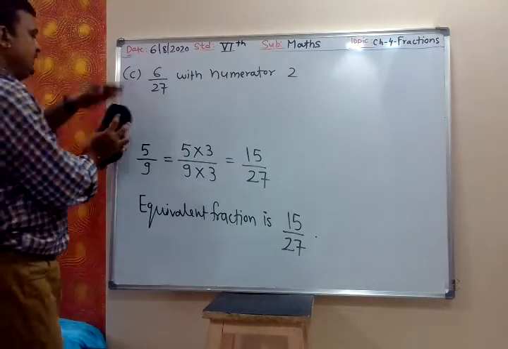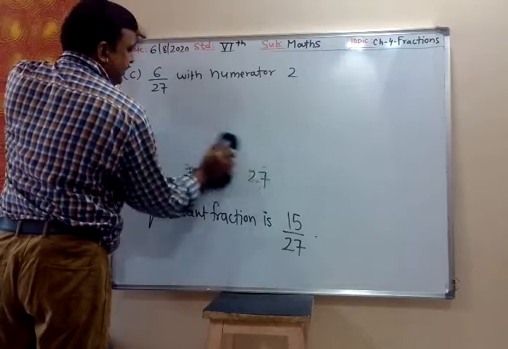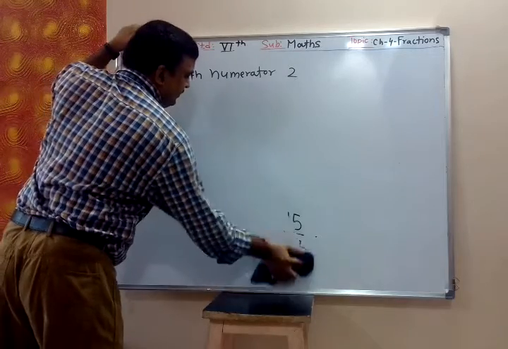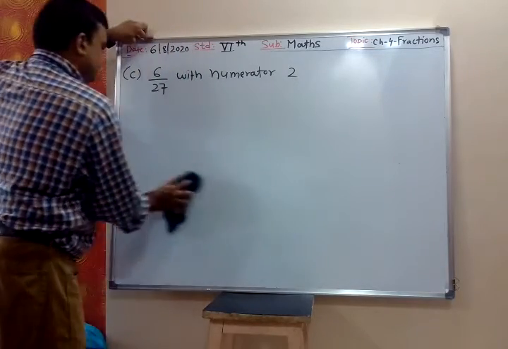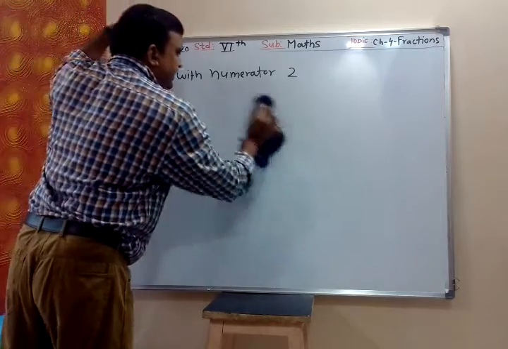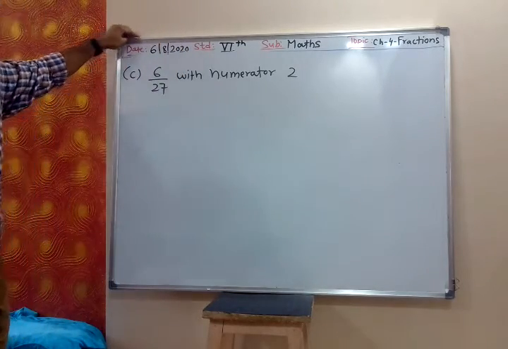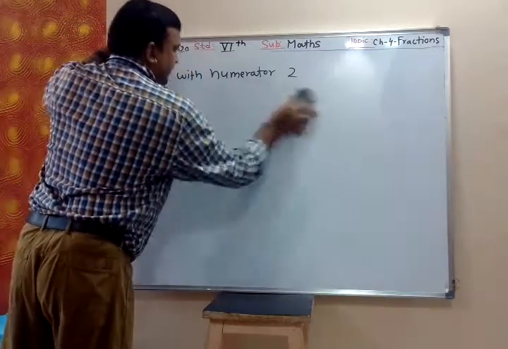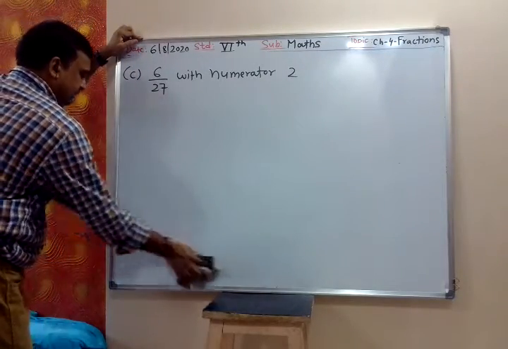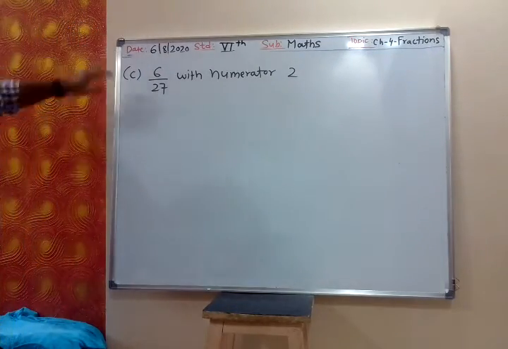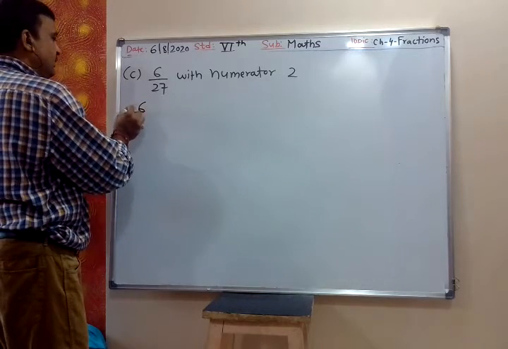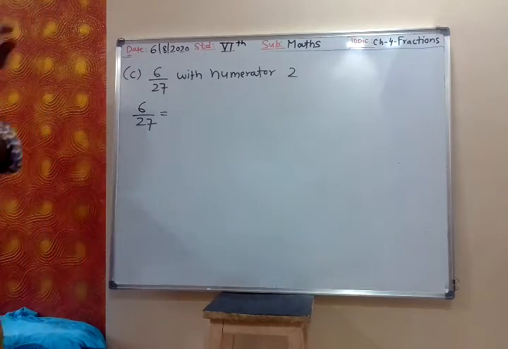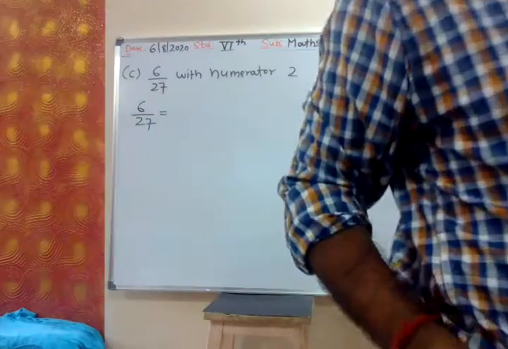Yes, divide by 3, because the numerator 6, which is given, we have to convert into 2. So to convert 6 into 2, I have to divide 6 by 3. So I will divide numerator and denominator both by 3. So we write 6 upon 27.